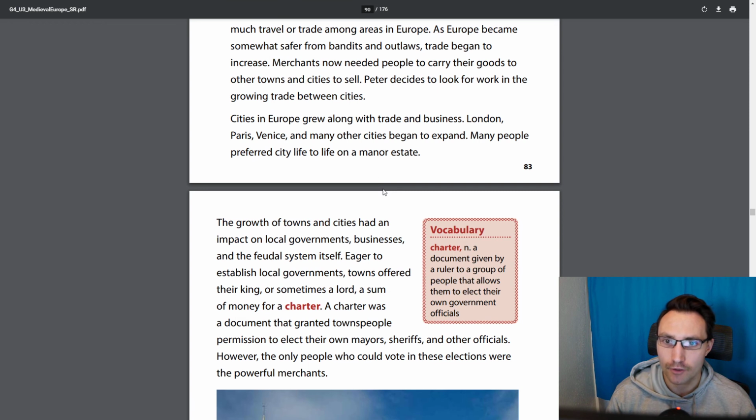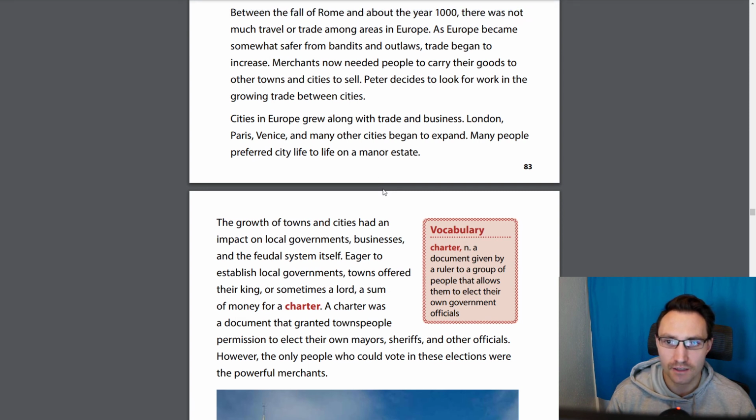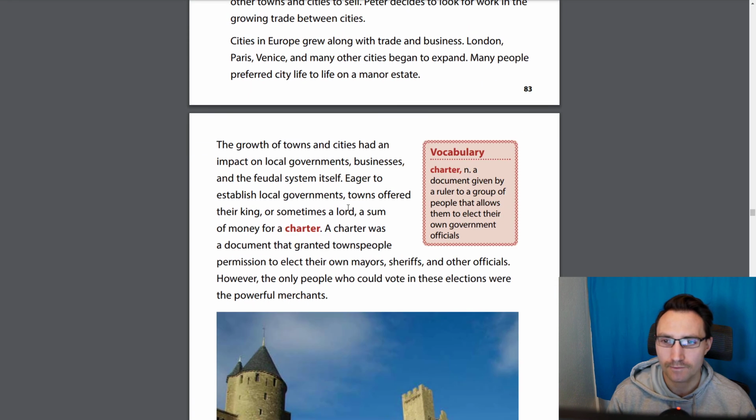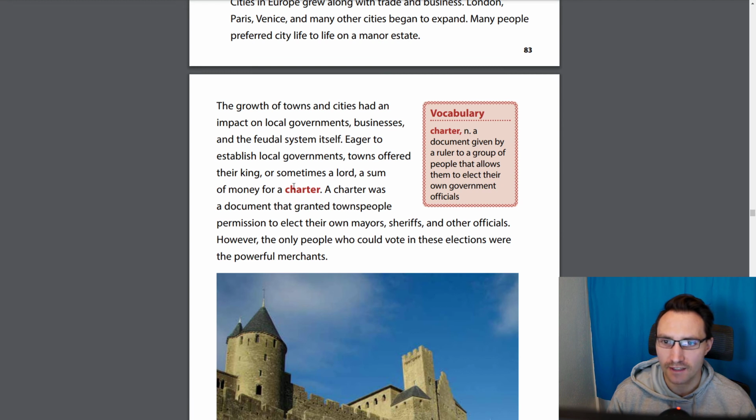Cities in Europe grew along with trade and business. London, Paris, Venice, and many other cities began to expand. Many people preferred city life to a life on a manor. The growth of towns and cities had an impact on local governments, businesses, and the feudal system itself. Eager to establish local governments, towns offered their king, or sometimes a lord, a sum of money for a charter.